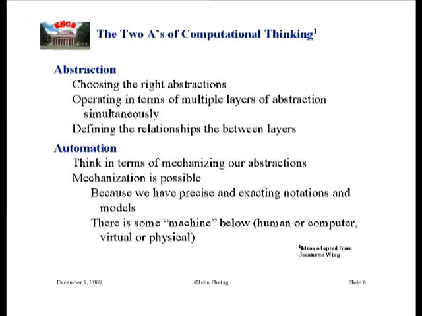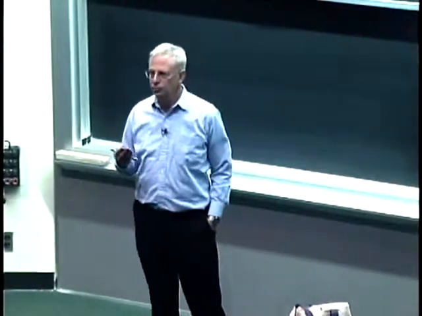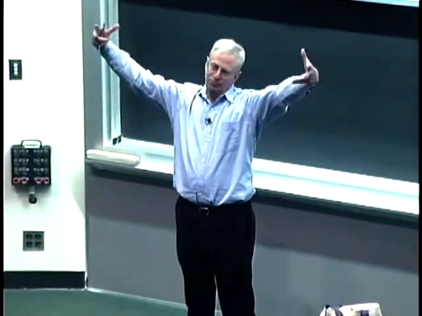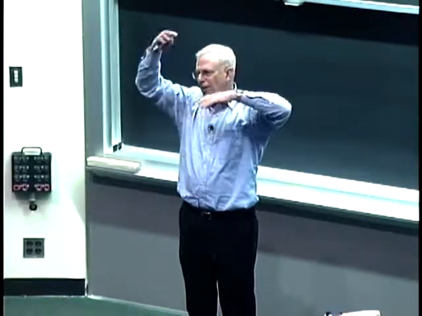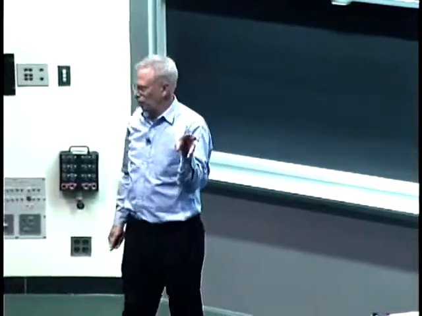So the 2 A's are abstraction, choosing the right abstraction, and operating in terms of multiple layers of abstraction simultaneously. That's a little bit tricky, something that you've worked on this term. You invent some beautiful high level of abstraction, but then you have to think about it and implement it using the rather low-level abstractions provided by the programming language.